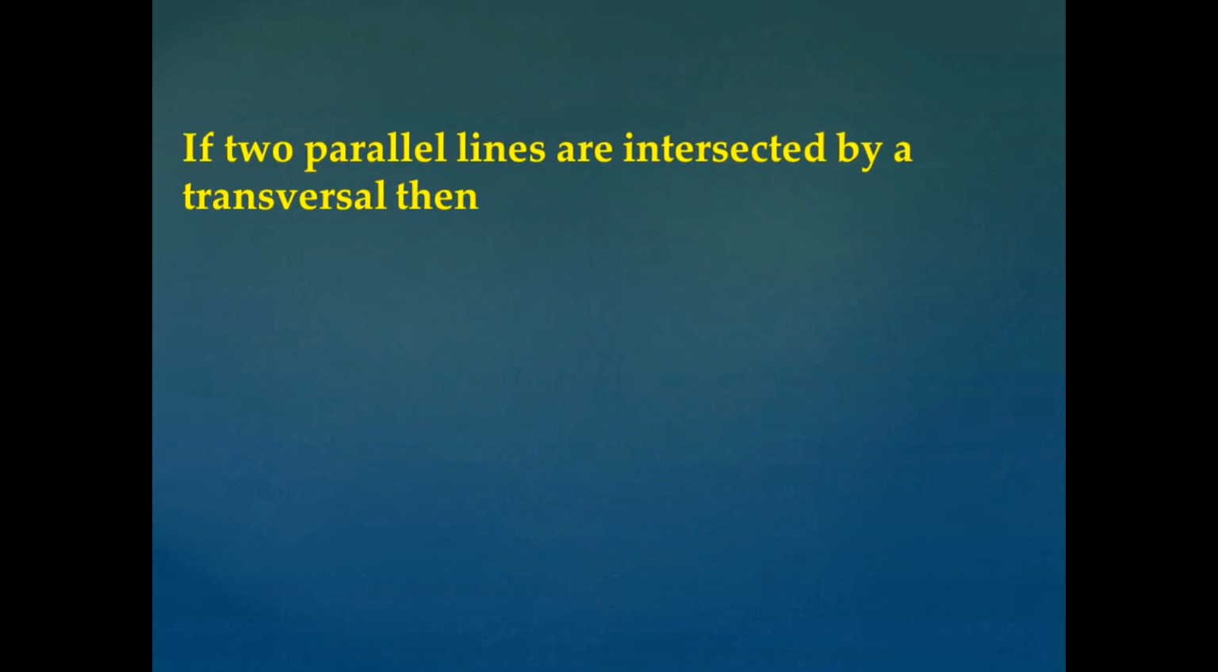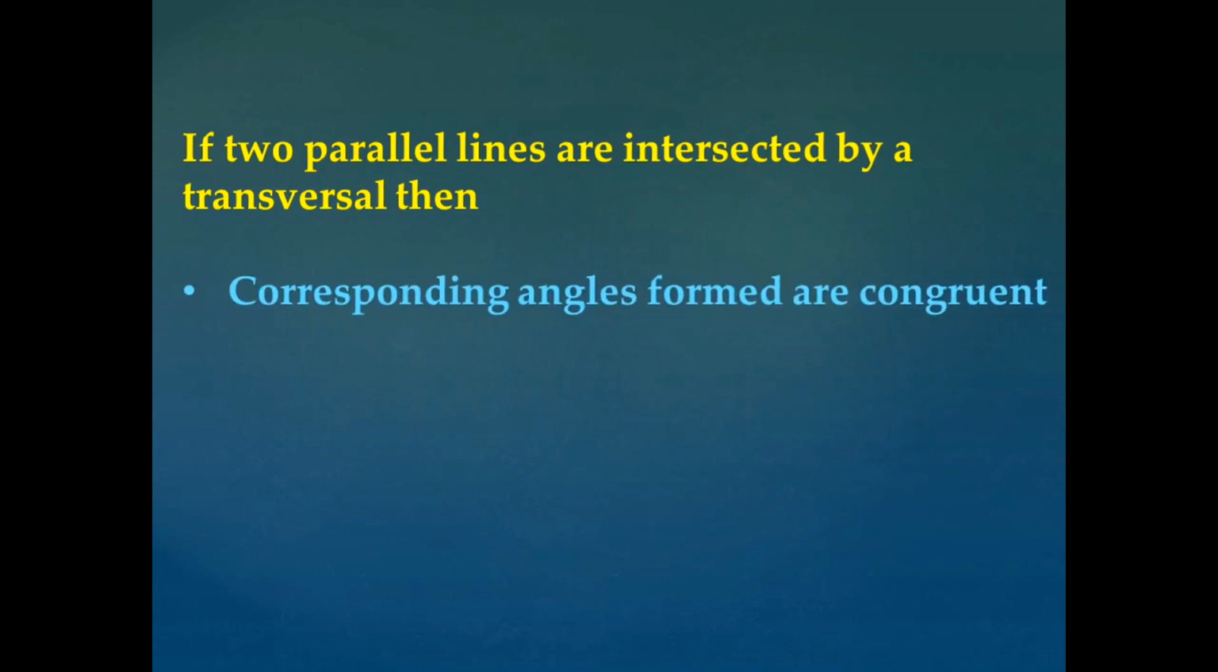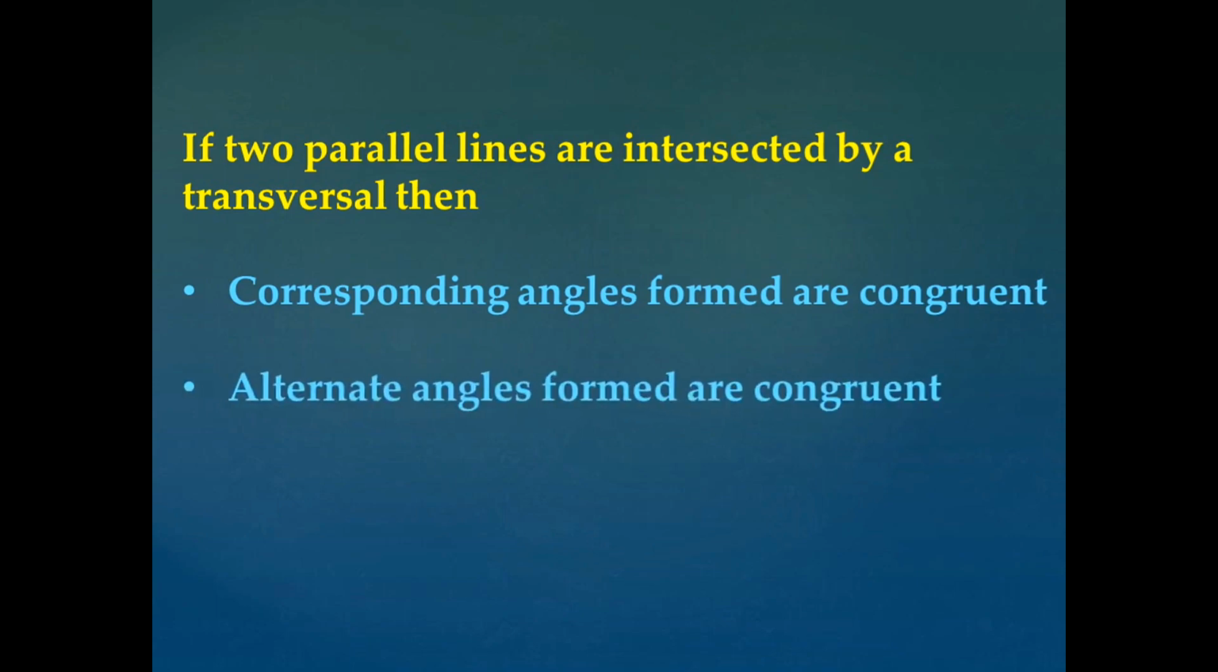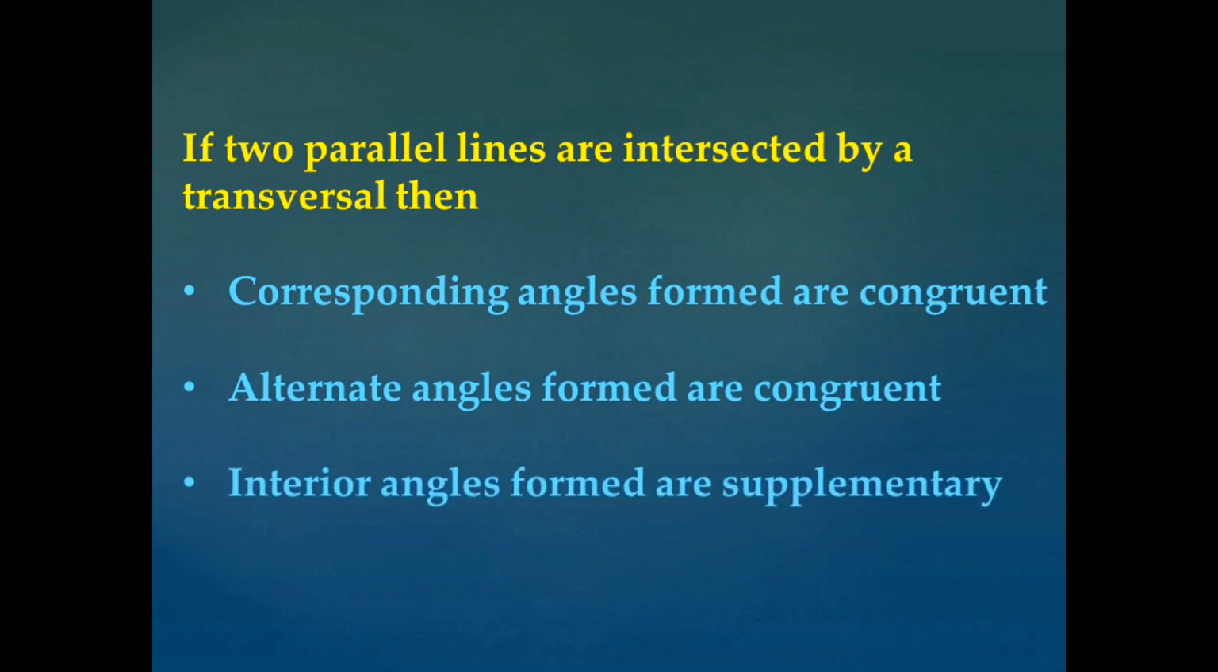So by these three theorems we can conclude that if two parallel lines are intersected by a transversal, then the corresponding angles formed are congruent. Alternate angles formed are also congruent, and interior angles formed are supplementary. So these are the properties of parallel lines. That is, if two lines are parallel, then we have these properties.